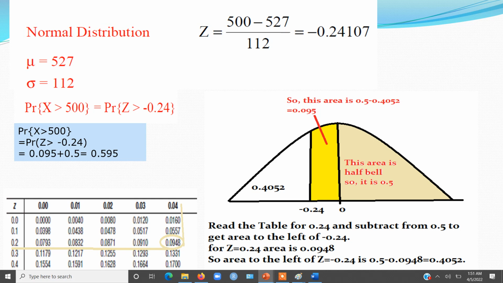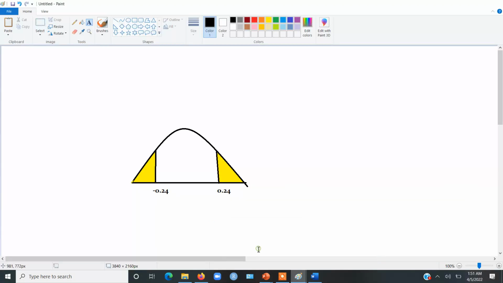So I'm going to read the table for plus 0.24. As I said, it's not available for negative numbers. Although the table gives me plus 0.24, I need the answer for minus 0.24. So let me take you to another screenshot to help you understand how I'm going to use the table.